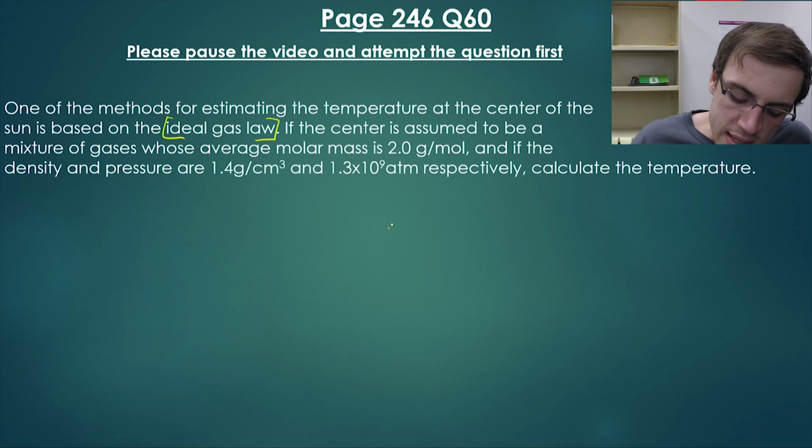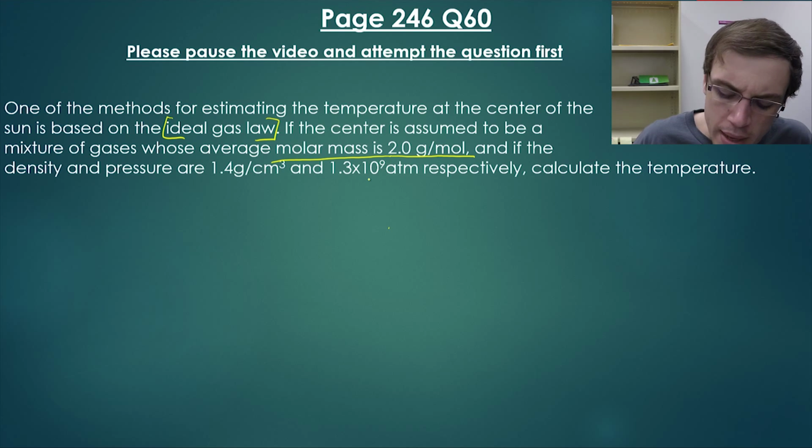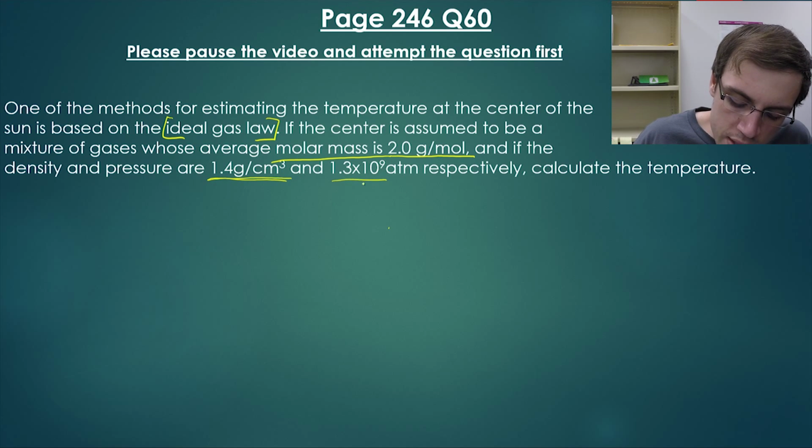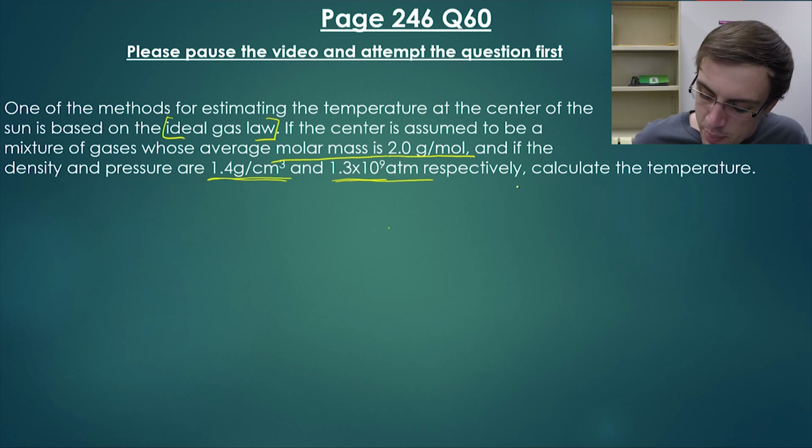So if the center is assumed to be a mixture of gases whose average molar mass is 2 grams per mole. Okay, so this is interesting. We're given a molar mass. And if the density and pressure are 1.4 grams per centimeter cubed and 1.3 times 10 to the 9 atmospheres respectively, calculate the temperature. Okay, now this is where things are going to be a little bit interesting.